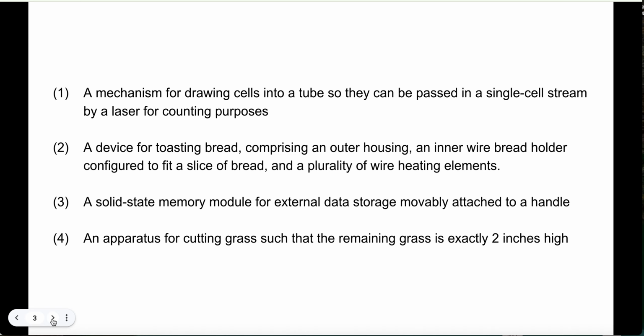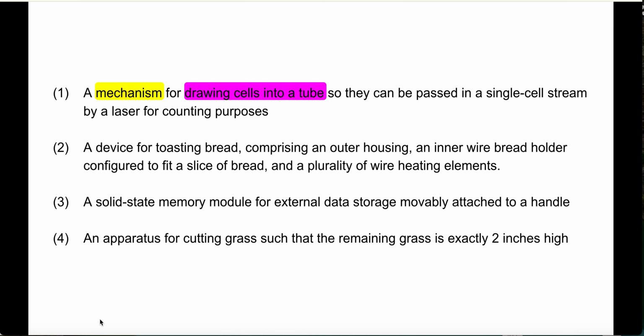Let's start with number 1. A mechanism for drawing cells into a tube so they can be passed in a single cell stream by a laser for counting purposes. Right away, you will probably notice that this claim uses one of those nonce terms, a mechanism. Right after that, it uses some functional language. It tells us what it's for: drawing cells into a tube.